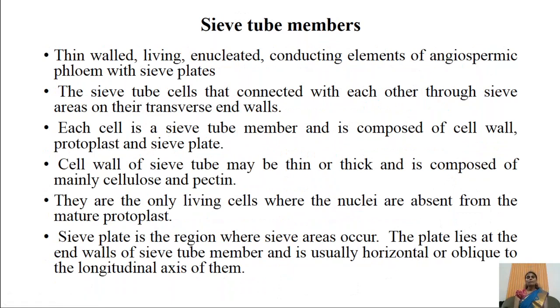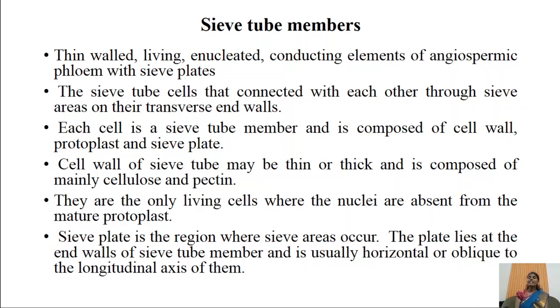Coming to sieve tube members, these are thin-walled, living, enucleated, that means they lack a nucleus. They are conducting elements of angiospermic, flowering plants, and sieve tubes are advanced over sieve cells. Even though they lack a nucleus, they have a living protoplast. They generally help as conducting elements of angiospermic phloem with sieve plates.